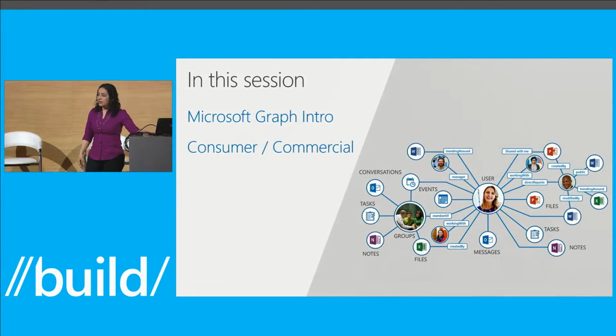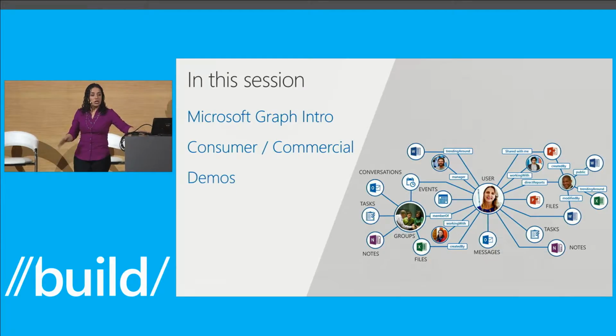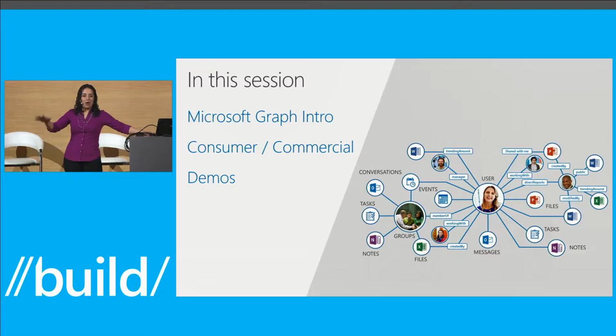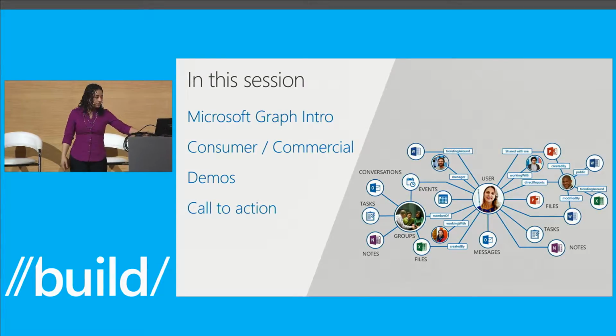In this session, we're going to do a little bit of an introduction to what Microsoft Graph is. We're going to show how you can access consumer and commercial services. Because this is a dev conference, we're going to dive right into the code and show you a demo of the thing working, building a universal app that goes into your OneDrive and your mail for both consumer and commercial. And then we're going to give you a call to action. This is for the first part, and then for the second part, we'll have more exciting content.